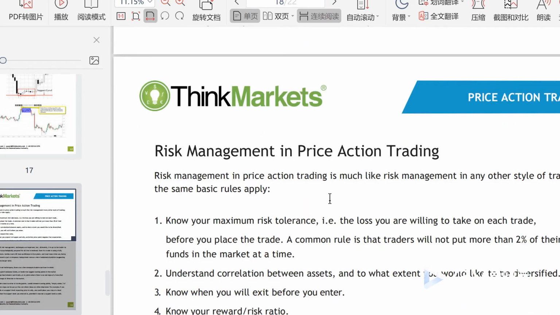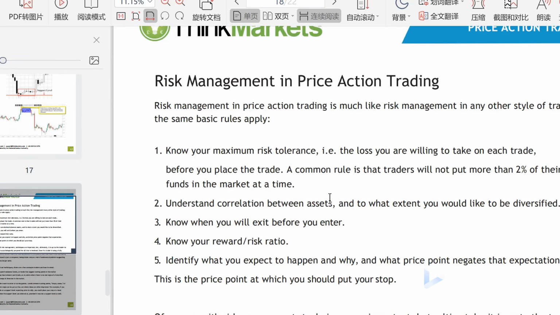Okay, so risk management in price action trading. Again, this is a very fundamental handbook and video guide, and I wish you guys can learn all of this and really carefully read the material and then apply all these risk management skills to your trading accounts.